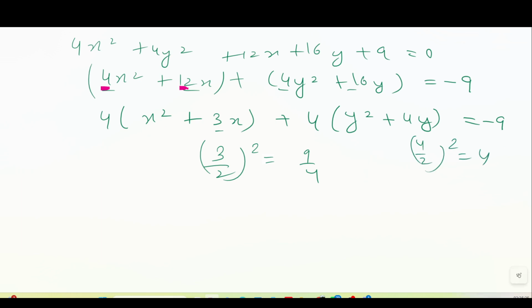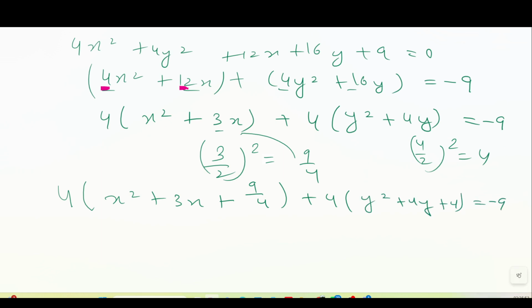So now what we have here is 4 times x squared plus 3x. We need to add 9 fourths here, and on this side we need to add 4, y squared plus 4y plus 4, equals negative 9. We will add 9 fourths and 4, right? These two.